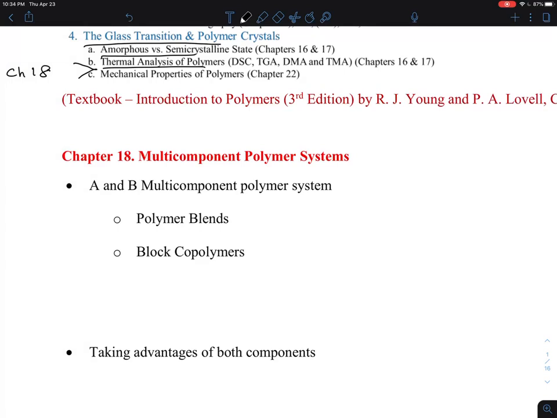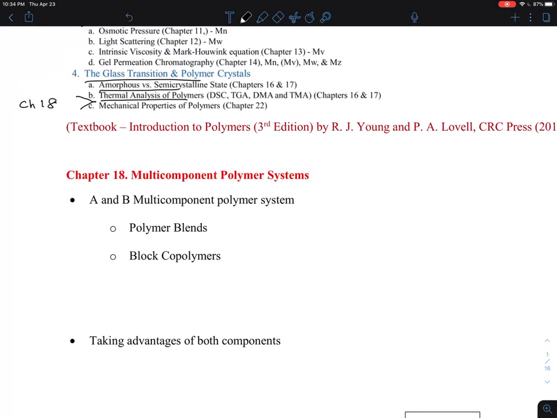The other way is, what if I have a polymer that is too hard but brittle, and another one that is a little too soft and flexible, but not as rigid as the other one? If I combine those two, can I have a property halfway in between, or synergistically combine those two properties? So people came up with this idea of the multi-component polymer system. The most common one is a polymer blend.